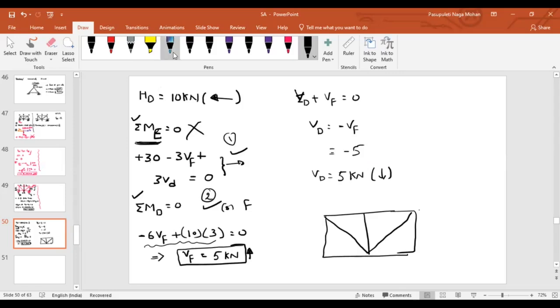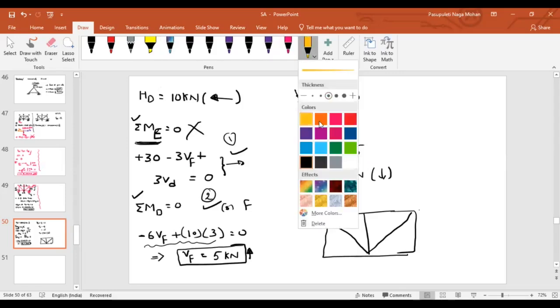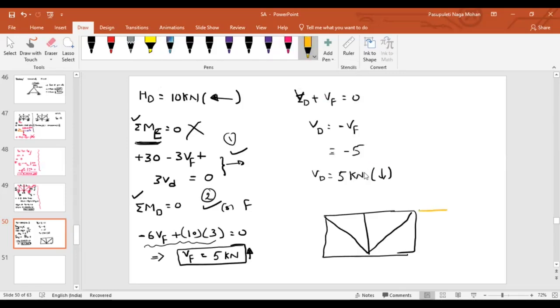Now, what is the force acting here? I represent this in different colors so that it will be easier. So here it is 10 kilonewton, and at this point it is 10 kilonewton. At D, it will be acting in the downward direction, 5. At this point, it will be acting in the upward direction, 5. It's clear, right?